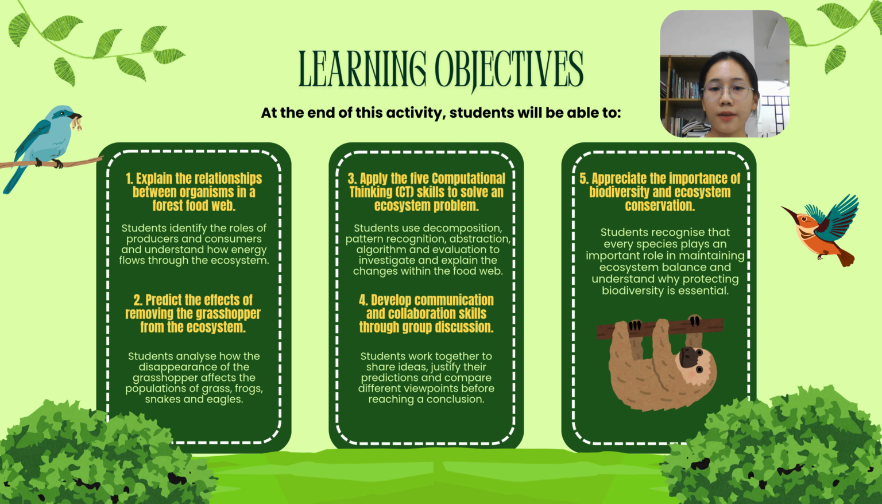Thirdly, the students apply the 5 computational thinking skills to solve the science problem. Fourthly, the students improve their communication and teamwork skills through group discussion and presentation. Finally, the students can develop greater awareness of biodiversity conservation and understand why protecting the ecosystem is important for sustainable living. So these objectives combine scientific understanding with higher order thinking skills.